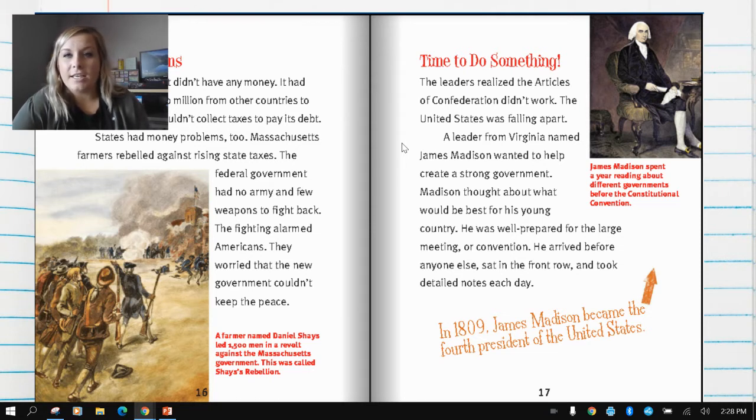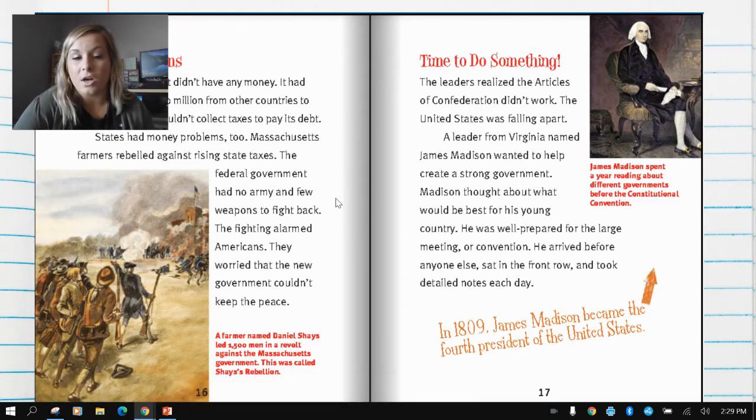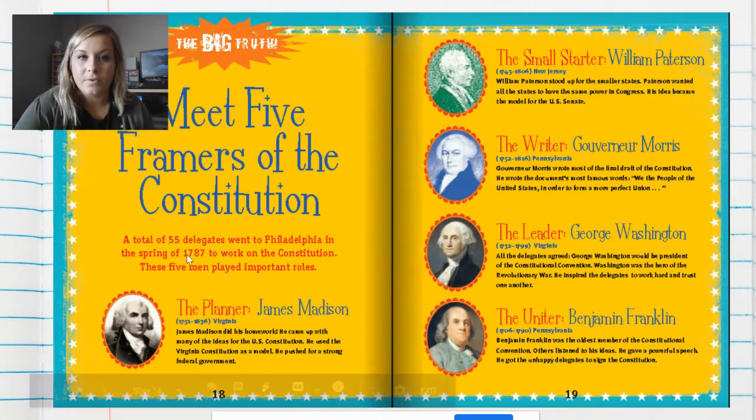A leader from Virginia named James Madison wanted to help create a strong government. Madison thought about what would be the best for his young country. He was well prepared for the large meeting or convention. He arrived before anyone else, sat in the front row, and took detailed notes each day. Down here it says in 1809, James Madison became the 4th president of the United States. And our caption below the picture says James Madison spent a year reading about different governments before the Constitutional Convention.